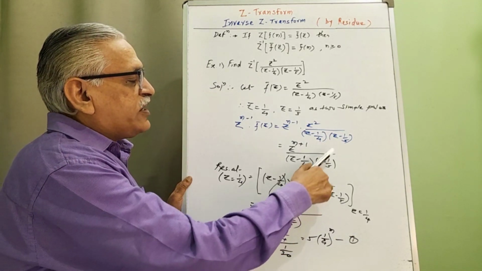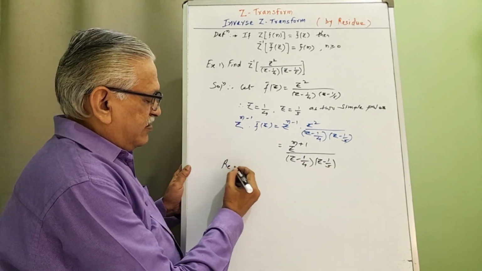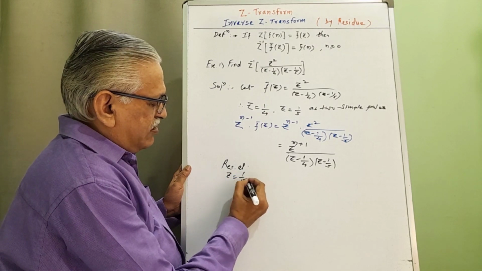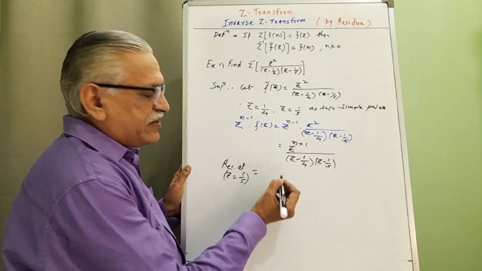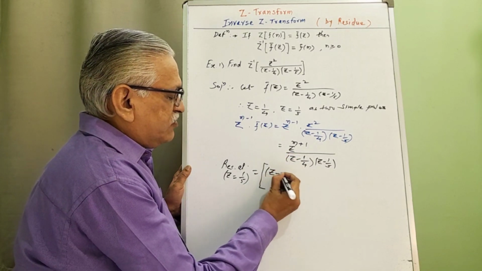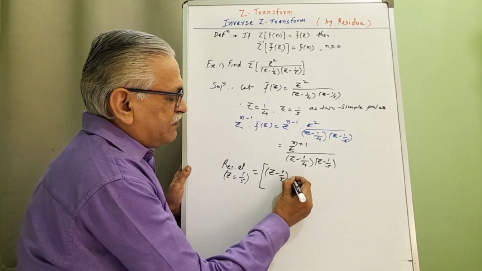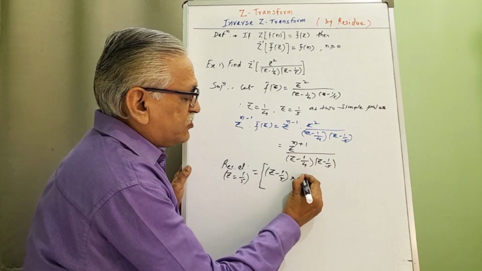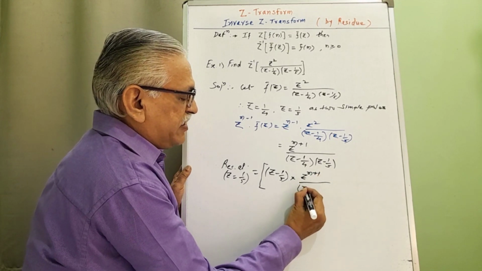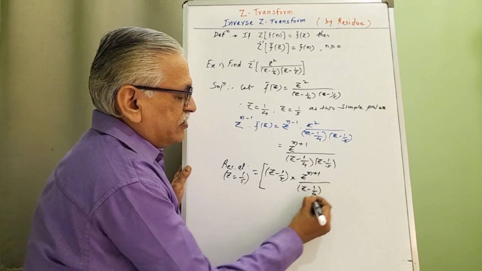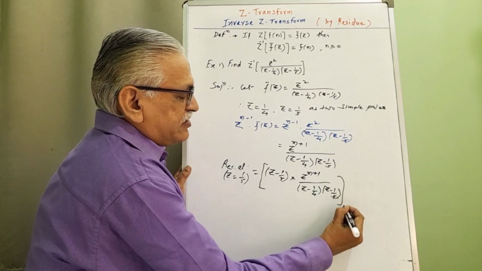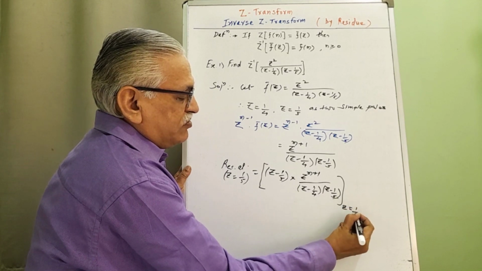Similarly, we find the residue at the second pole, z equals 1 by 5. Again applying the same formula, z minus a, this time z minus 1 by 5, multiplied by this term, z raised to n plus 1 and the whole divided by z minus 1 by 4 into z minus 1 by 5, at z equals 1 by 5.